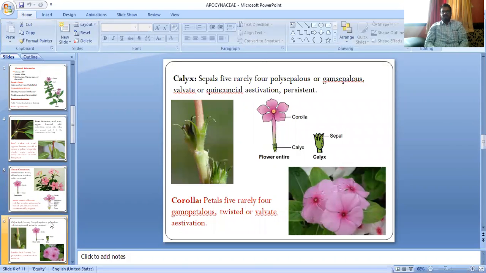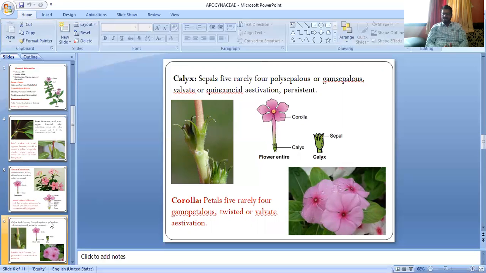the first floral whorl, that is calyx. Calyx is composed of sepals, or group of sepals is nothing but calyx. And in this case, a member of family Apocynaceae, sepals are 5. Rarely 4. For example, in case of tetramerous flower, the sepals are 4.